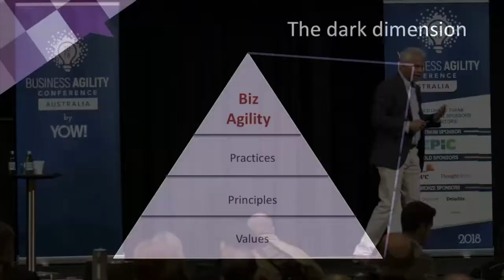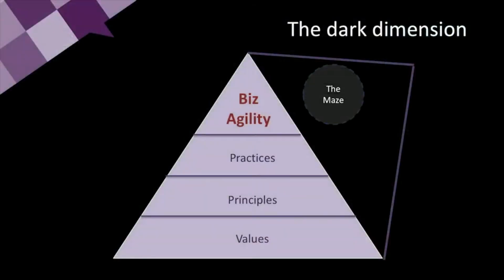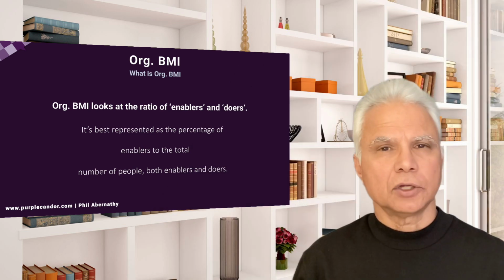We have to look at that dark dimension behind us, the maze and the madness. Without touching that, all agility efforts in pockets will work fine. The minute you try to scale across the organization and really make change stick and sustainable, you start having a problem. So what is Org BMI?